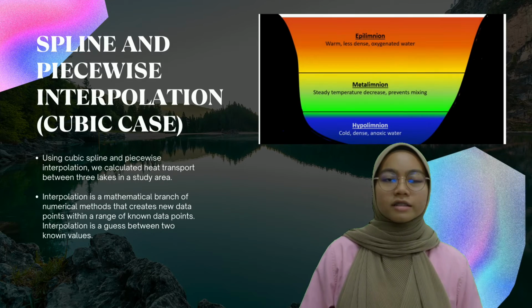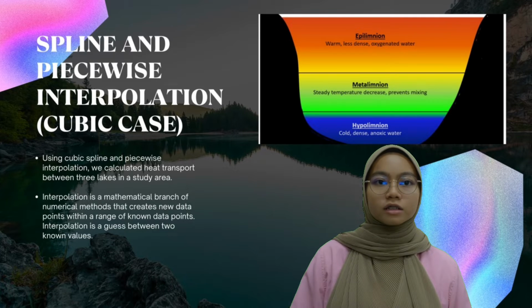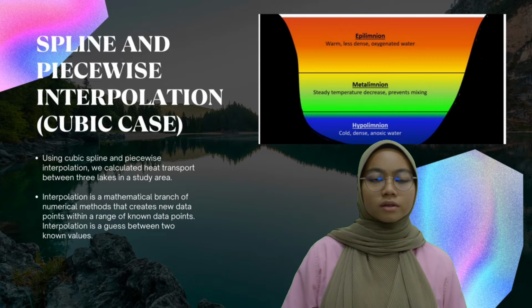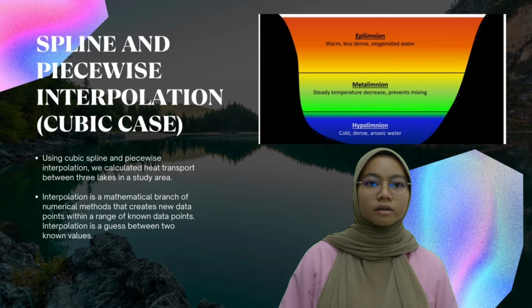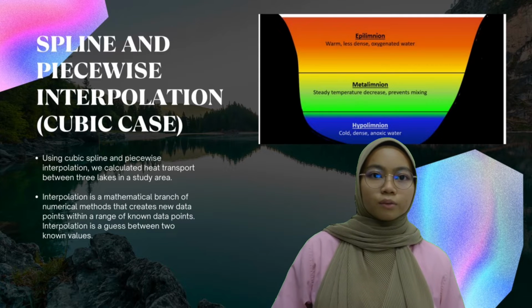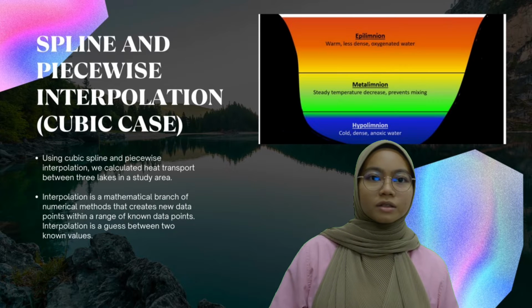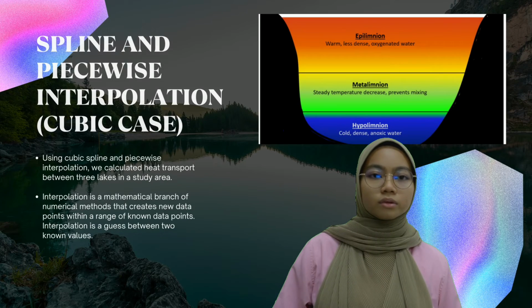Okay, the first application related to numerical methods in real life is an application of cubic spline and piecewise interpolation. It is a formula that was applied to compute heat transfer across the thermocline depth of a lake in a certain study area. Interpolation is a way of creating new data points within a range of a discrete set of known data points in the mathematical branch of numerical methods. In simple terms, interpolation is guessing at what occurs between two known values.